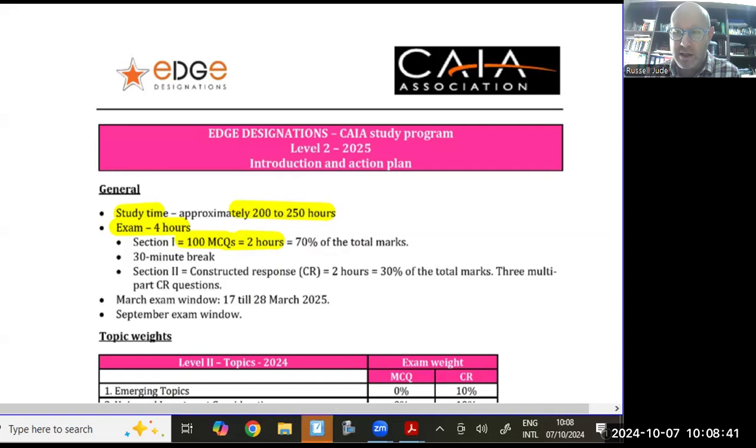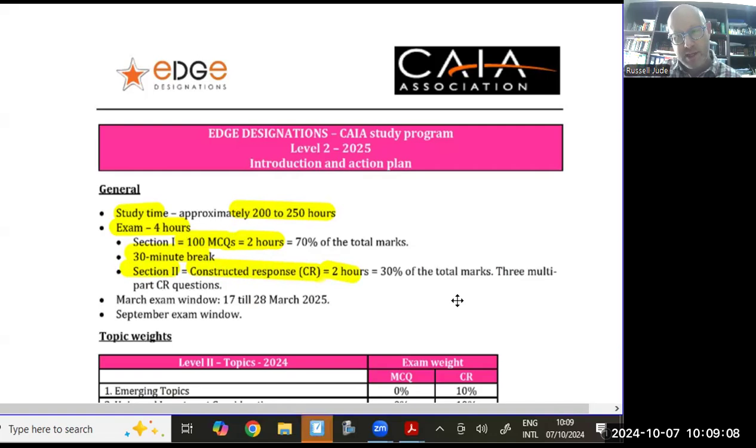That's 72 seconds a question. And guys, you come out of that first exam session, the 100 multiple choice questions, and it's very, very quick. You take yourself a 30-minute break, and then we've got section number 2, exam session 2, which is your CR, your constructed response section. Also 2 hours, but this is not multiple choice. This is what we call constructed response.